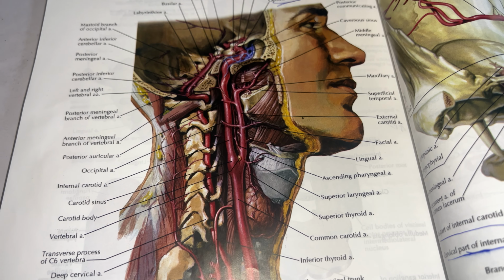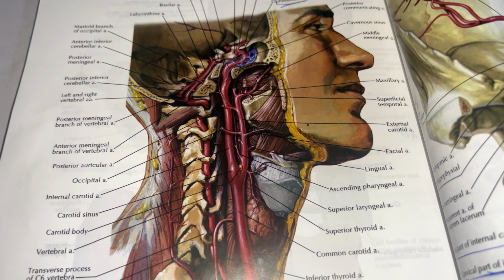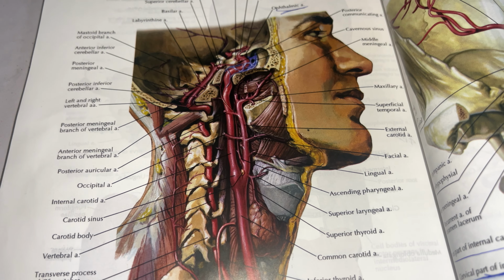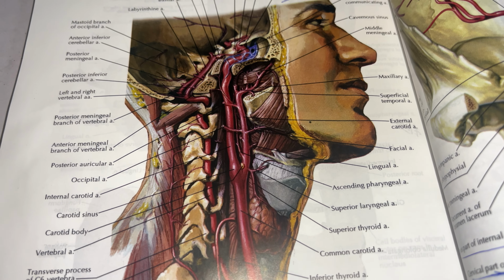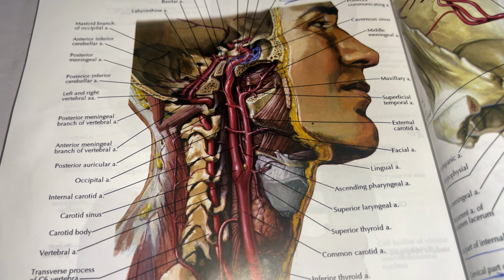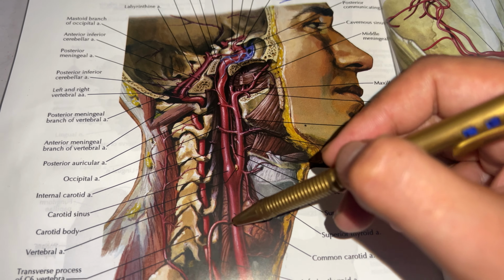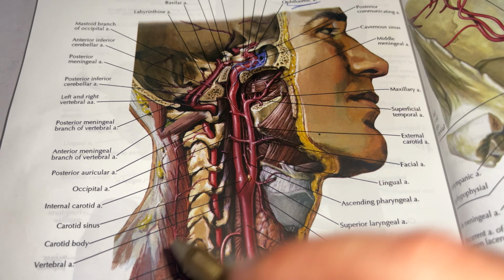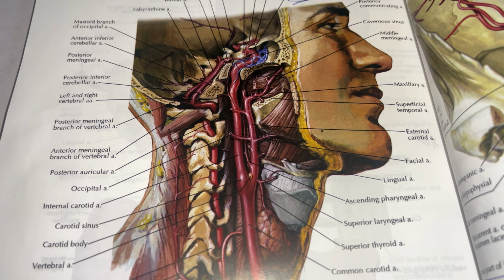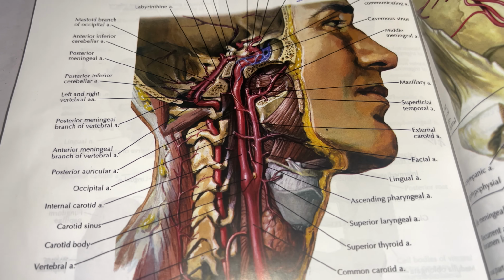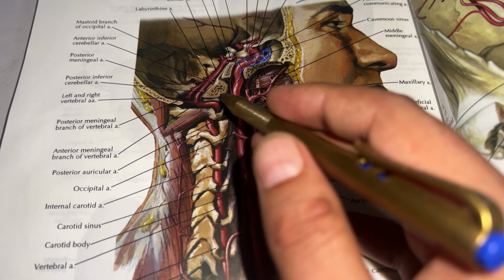Hello, let's discuss the internal carotid system of the brain. As you all know, the brain is supplied by two systems. One is the internal carotid system containing the internal carotid artery, which comes from the common carotid artery, and the other is the vertebro-basilar system. The vertebro-basilar system consists of the vertebral arteries and the basilar artery.